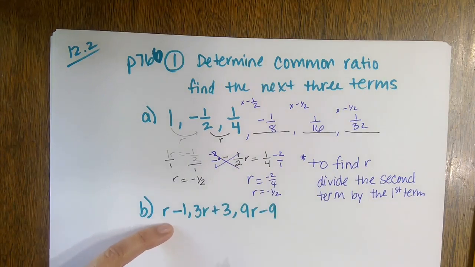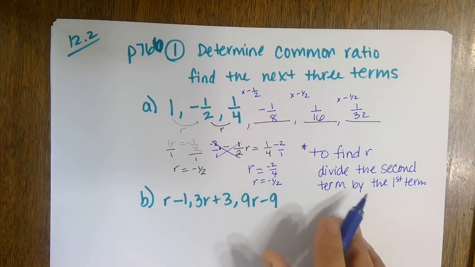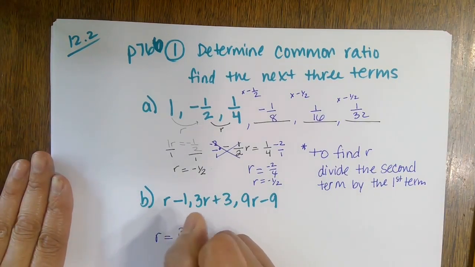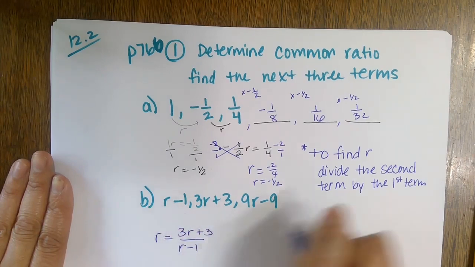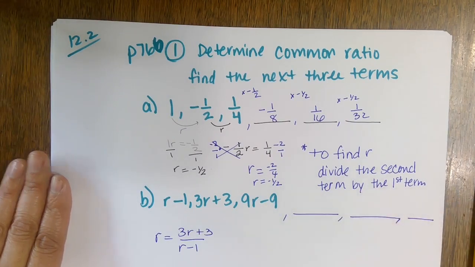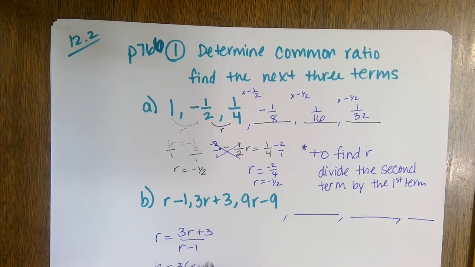Now this problem, I have no idea. So I'm going to go ahead and use this idea. You can take the second term and divide it by the first term. So to find my r value, let's see if this works. For this problem, I actually have to factor it. So r is equal to 3 r plus 1. Let's see if that works.